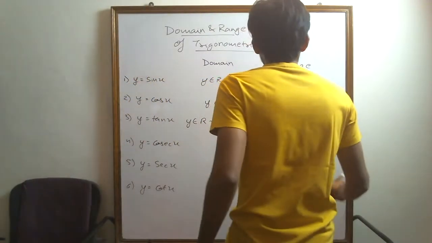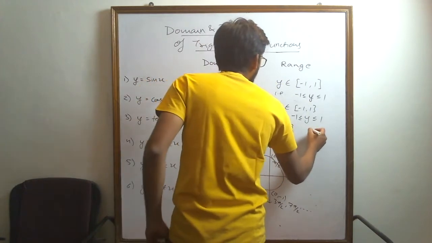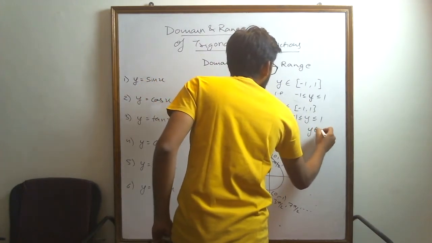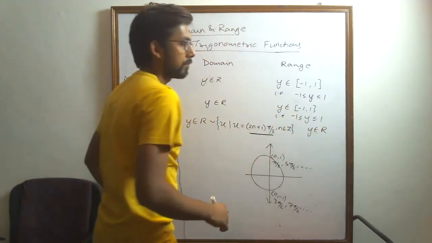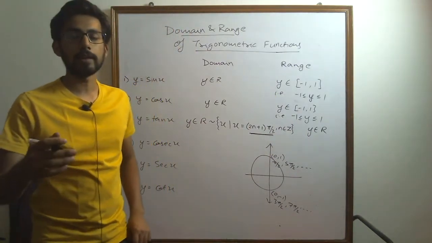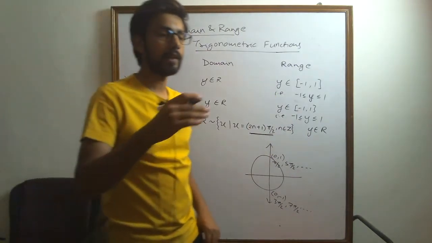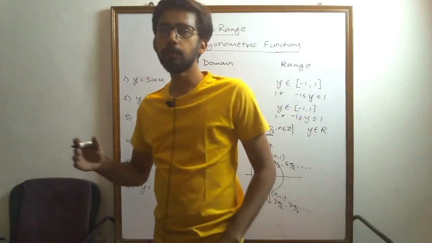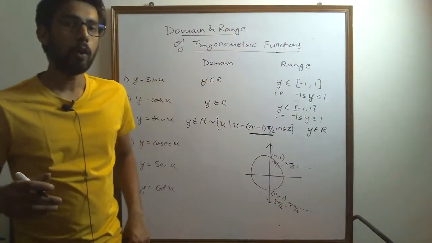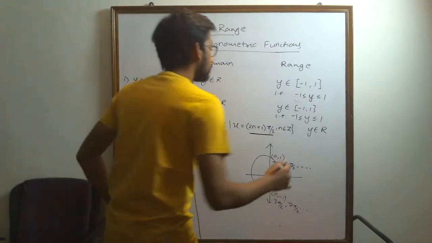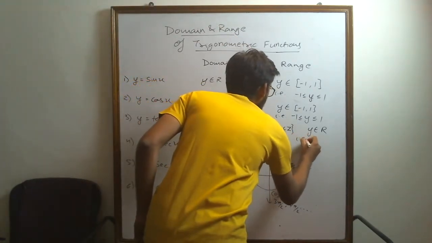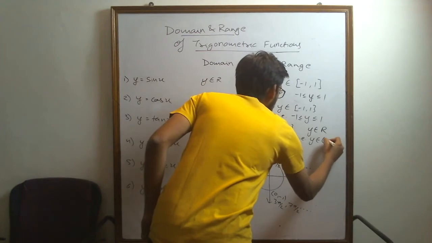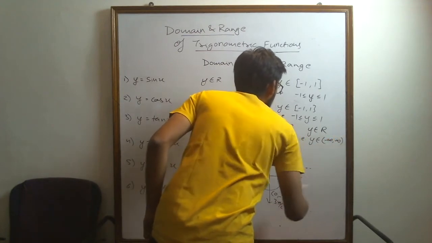Correct? Now the range of tan x. The range of tan x is the set of real numbers. Since tan x is defined as sin x upon cos x, its value can be anything from minus infinity to plus infinity. That's why all real values are possible. This is also written as y belongs to the set of open interval minus infinity to infinity.